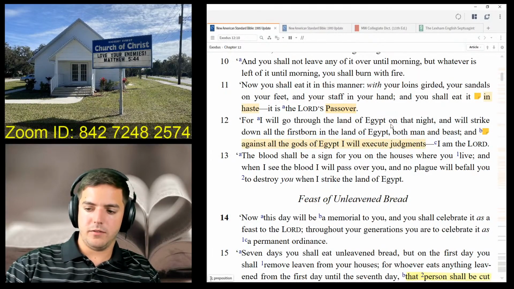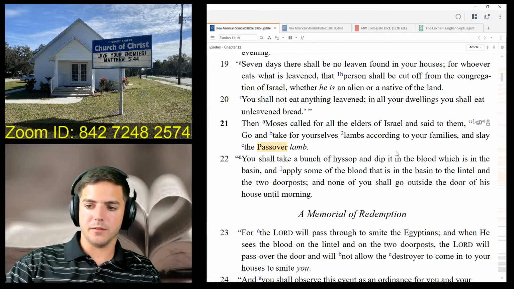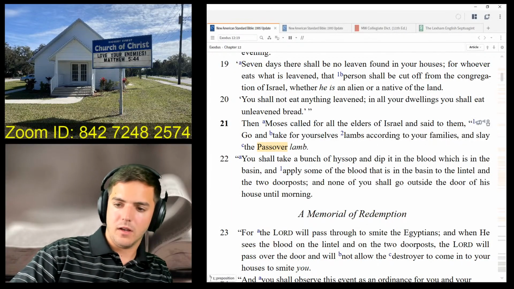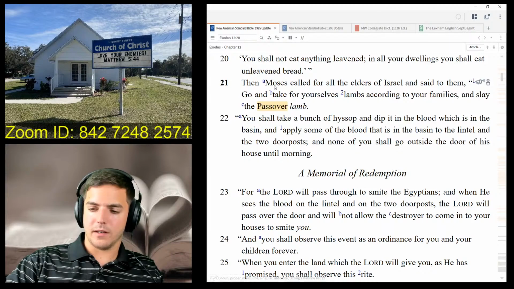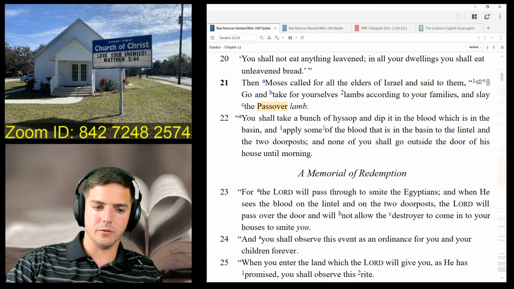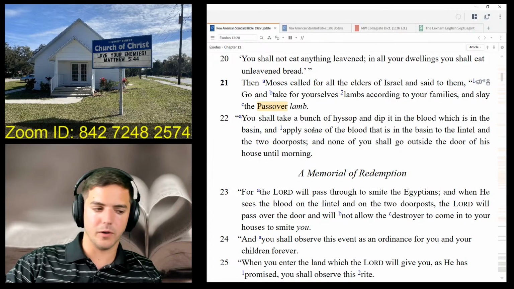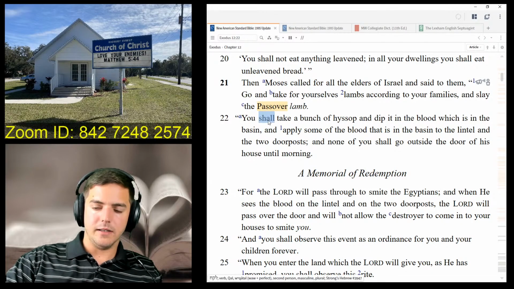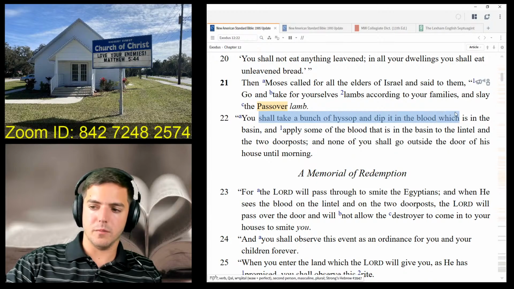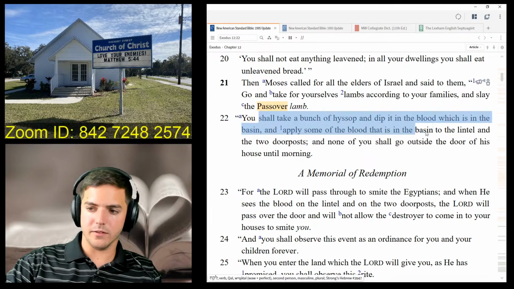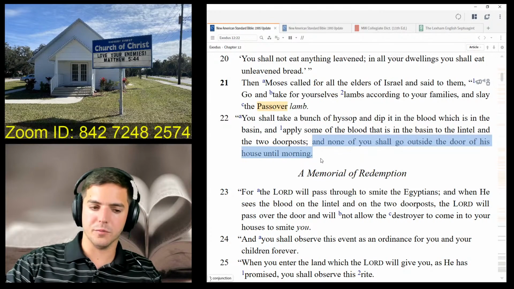All right, let's look at Exodus chapter 12. Thank you for your question, of course. We're pretty familiar with verses 21 and 22 already, but let's look at verse 22, because there is one part of that passage I've got to point out. He says, "You shall take a bunch of hyssop and dip it in the blood which is in the basin, and apply some of the blood that is in the basin to the lintel and to the doorposts, and none of you shall go outside the door of his house until the morning."